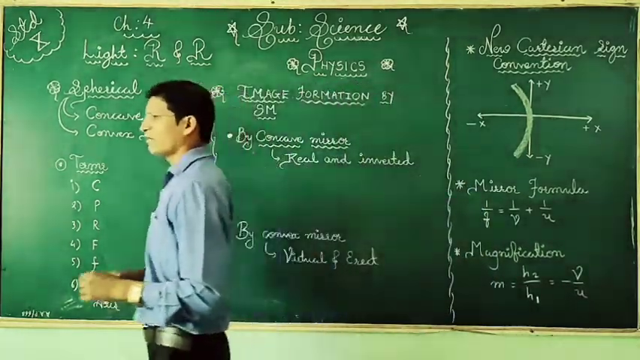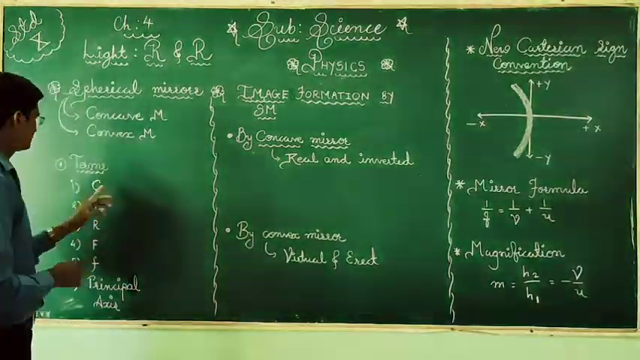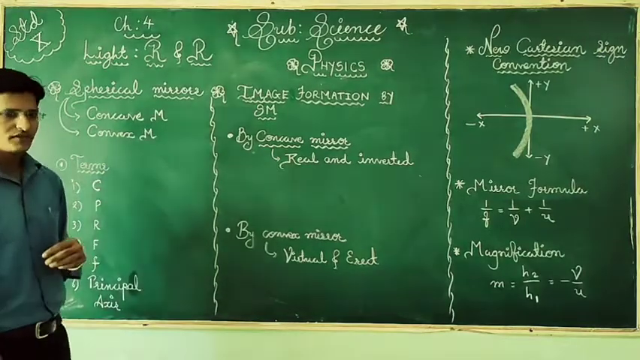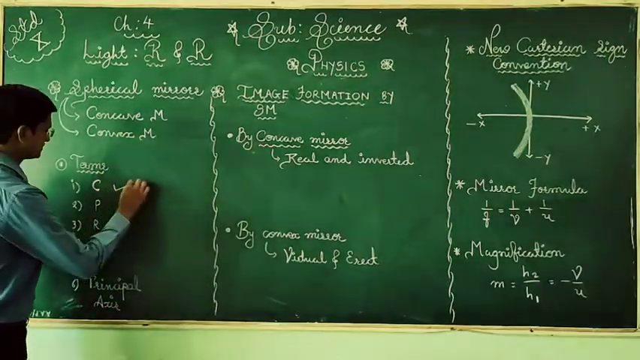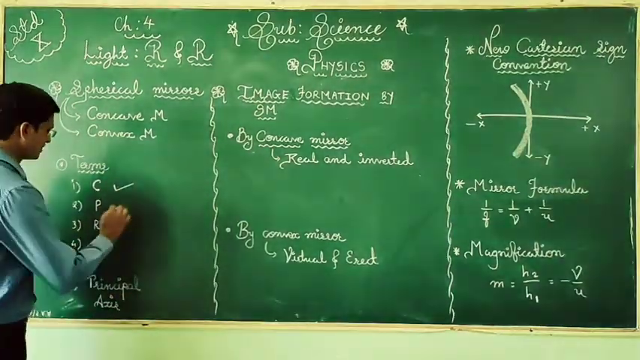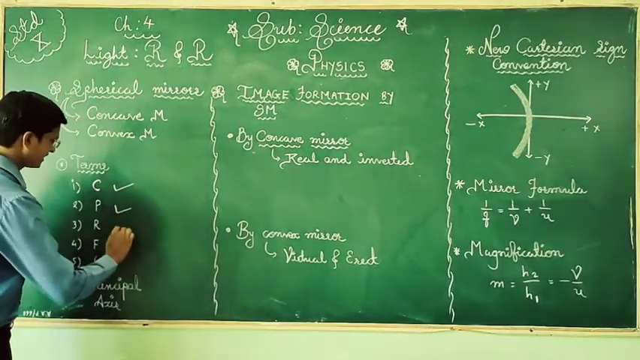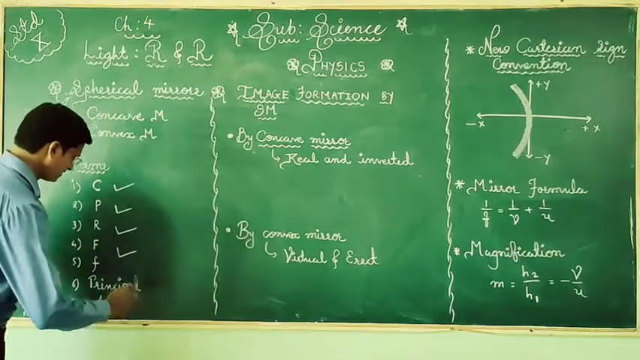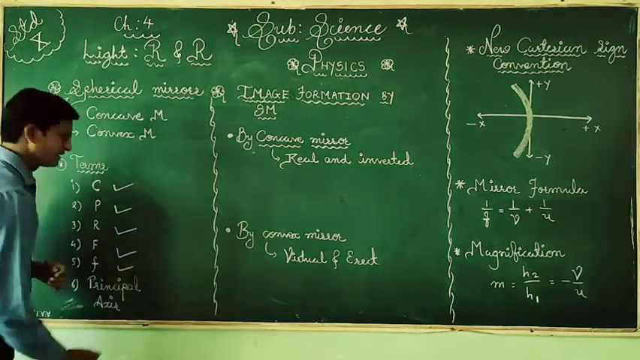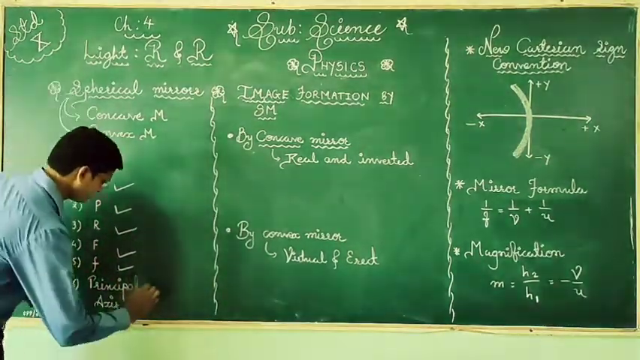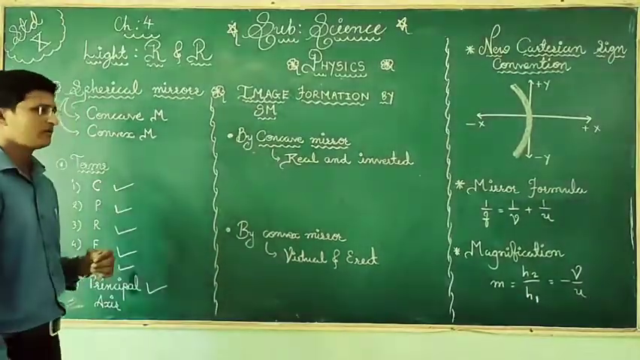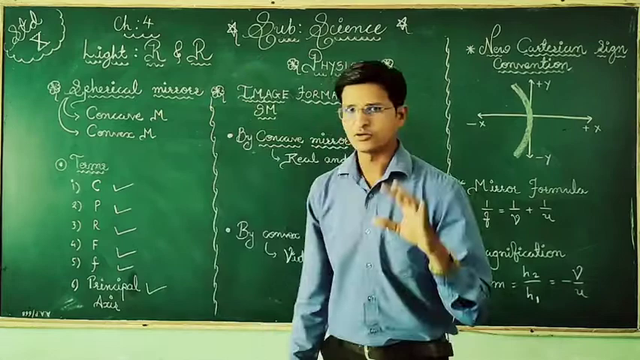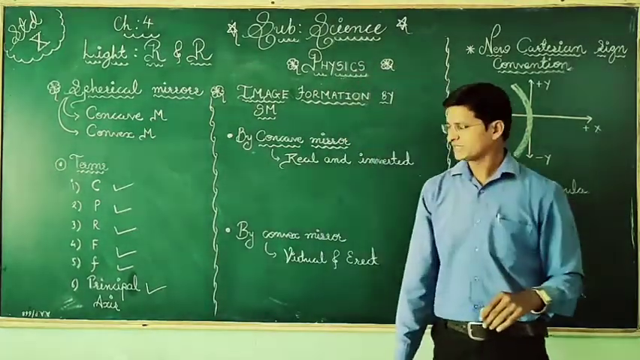So yesterday we saw all the terminology regarding the spherical mirror. First, C was the center of curvature. P is the pole, R is the radius, F is the principal focus, and small f is the focal length. The line passing through the center of curvature and pole is the principal axis. So all the terminology we saw yesterday.